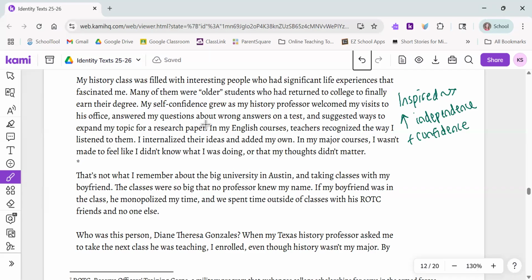That's not what I remember about the big university in Austin and taking classes with my boyfriend. The classes were so big that no professor knew my name. If my boyfriend wasn't in the class, he monopolized my time, and we spent time outside of class with his ROTC friends and no one else. So all three of these sentences are just about how her whole life was around her boyfriend. So before, because this is talking about in Austin, her life equals boyfriend. And again, I'm going to abbreviate.